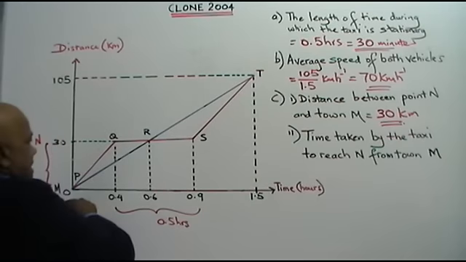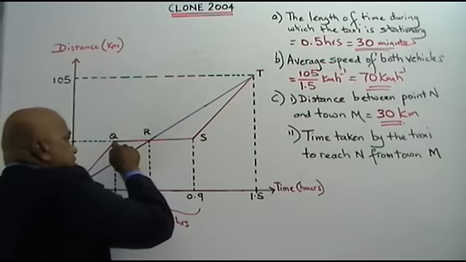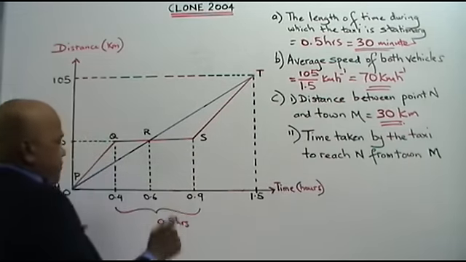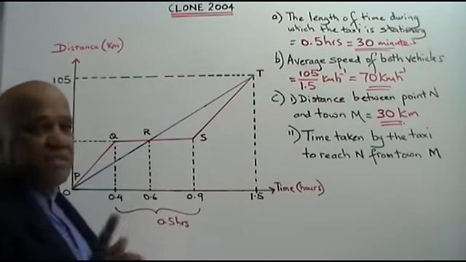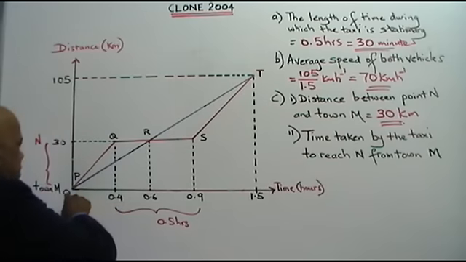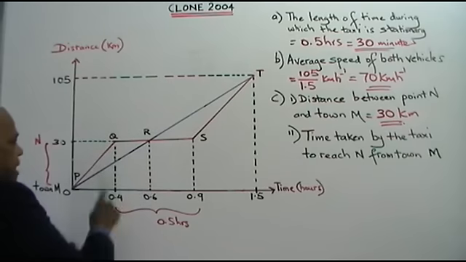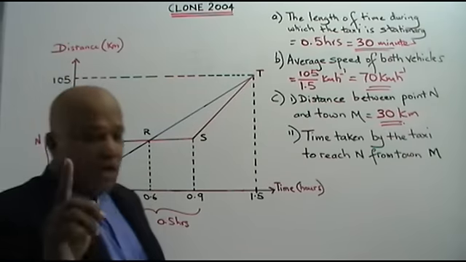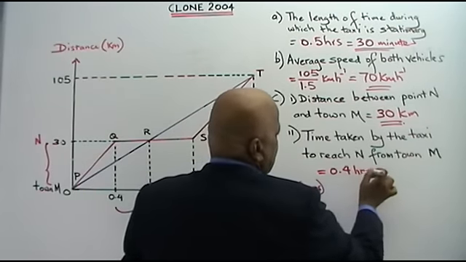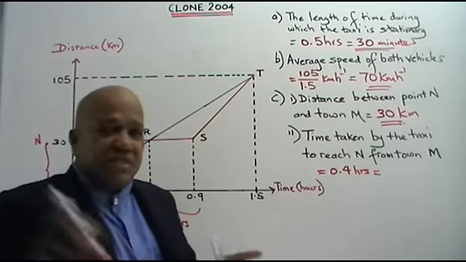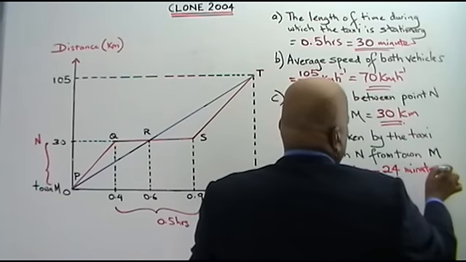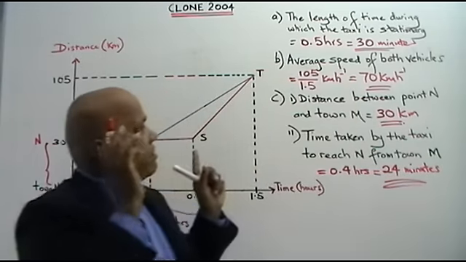So from here, the taxi reaches here, and the taxi stays at point N for 30 minutes. Okay? So the answer is 0.4 hours. The taxi reaches the point N in 0.4 hours. That is 0.4 times 60. That is 24 minutes. That is your answer.